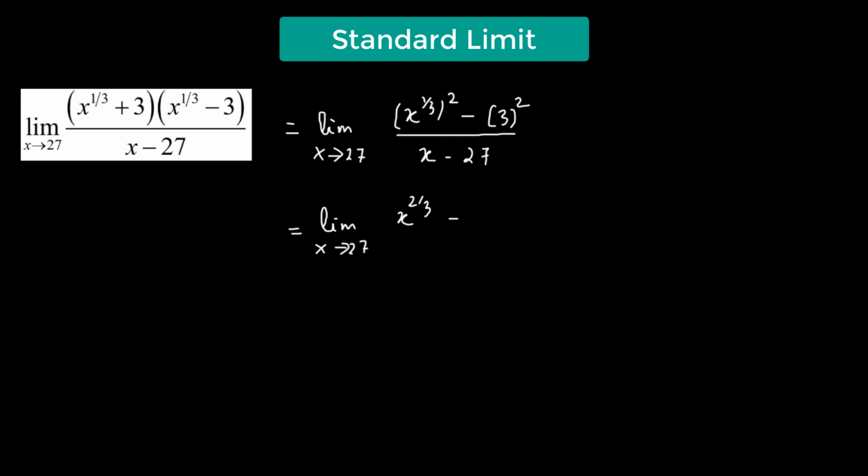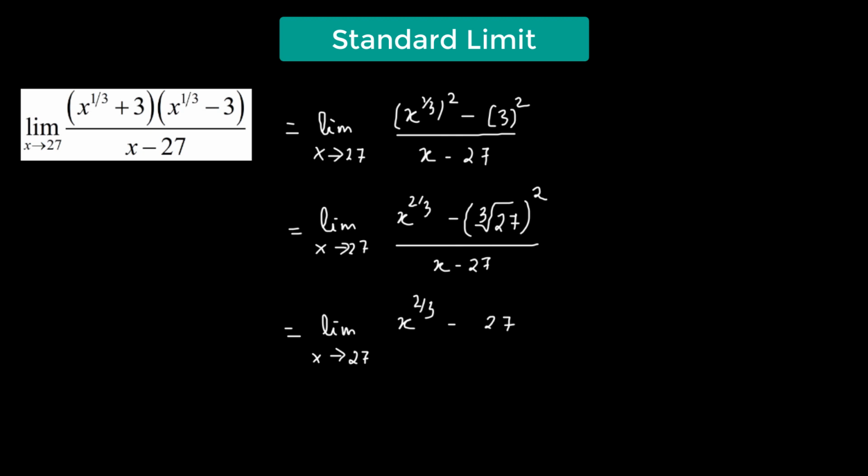Now what we're going to do, we're going to take the cube root of 27. So we have the cube root of 27, which is 3. So instead of 3, we're writing it as the cube root of 27, divided by x minus 27, equals limit x approaching 27. So we have x raised to the power of 2 third minus 27 raised to the power of 2 third, because the cube root of 27 can be written as 27 raised to the power of 1 third, which when multiplied by 2 becomes 2 third, divided by x minus 27. Now we have it in the standard form, the value of n is 2 third and the value of a is 27 raised to the power of 2 third minus 1.